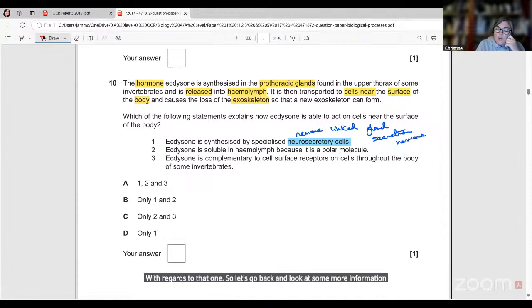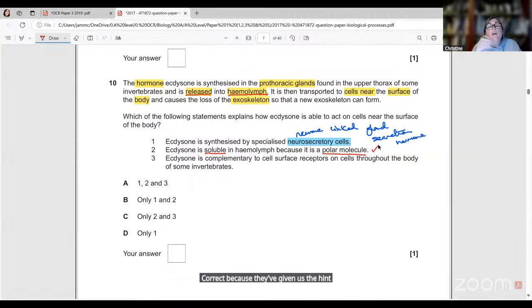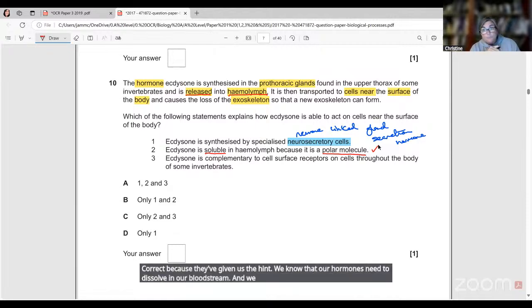So we know it's a hormone. We know it's a hormone that's being released into the hemolymph, and the hemolymph is basically the blood circulatory system for the invertebrates. So therefore, this hormone needs to be soluble in the hemolymph, and the reason it's soluble is because it is a polar molecule. So we know that this one is going to be correct because they've given us the hint. We know that our hormones need to dissolve in our bloodstream, and we know that those hormones are then going to be transported, and the reason they can dissolve is because they're soluble, and that solubility is to do with the fact that they are polar molecules.